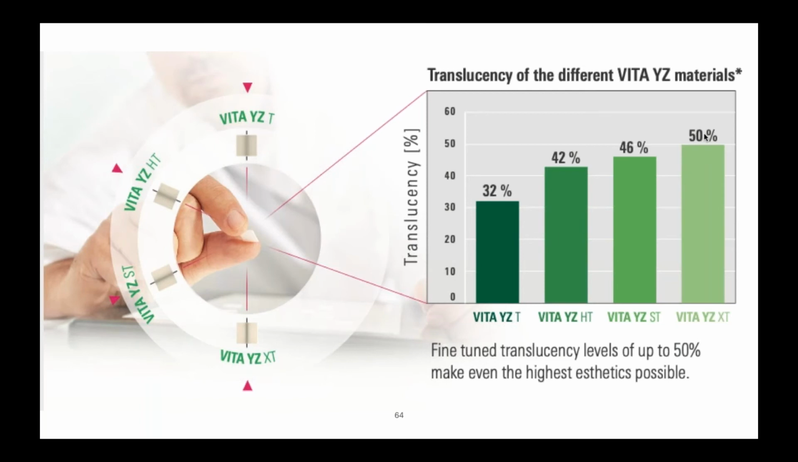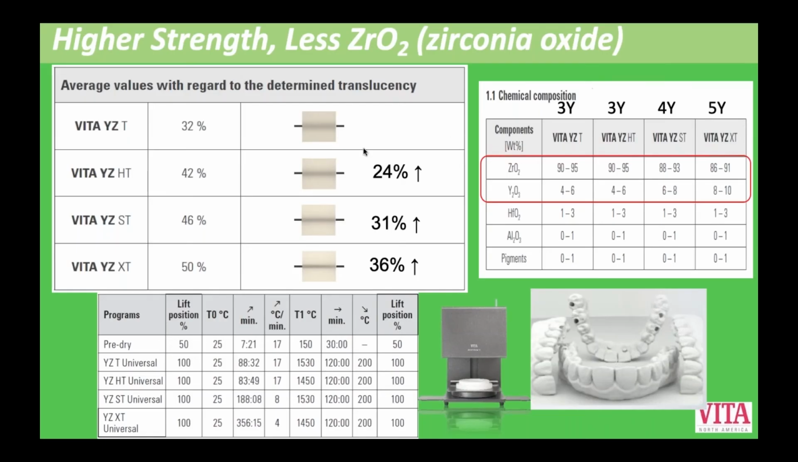And you can fiddle with the firing temperatures just a little bit. So in some of these, you can see a nice transition. You can see the difference between the T, which I don't think they make anymore. The HT should go away. And these are the two workhorses. ST is the workhorse, and XT is a soft translucent one for some anterior units. That's how I work it.